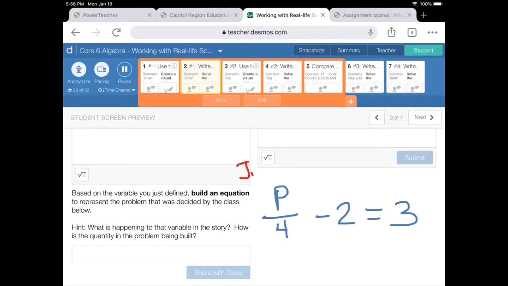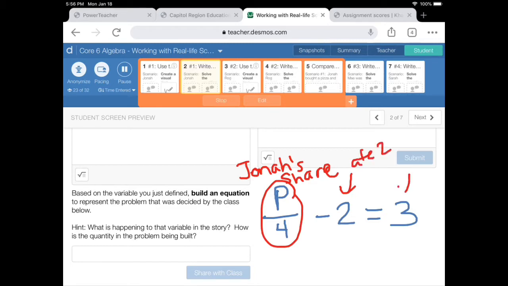Jonah's share, he eats 2, 3 left. So his share minus the 2 that he ate equals the 3 that he has left. P divided by 4 minus 2 equals 3. So there's our equation. The next thing we have to do is solve that equation.